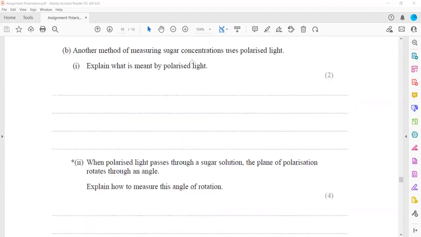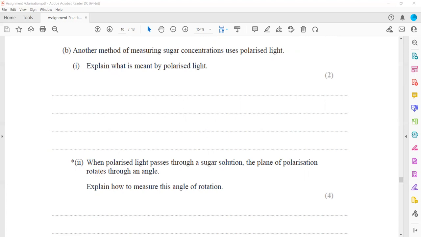Then another method of measuring a sugar concentration uses polarized light. What is meant by polarized light? What is the definition of polarized light? So polarized light means light which is having a single component. But you have to learn a standard definition. There are two ways we can define polarized light. One is light in which the oscillations or vibrations are in one plane only, and that plane includes the direction of travel.